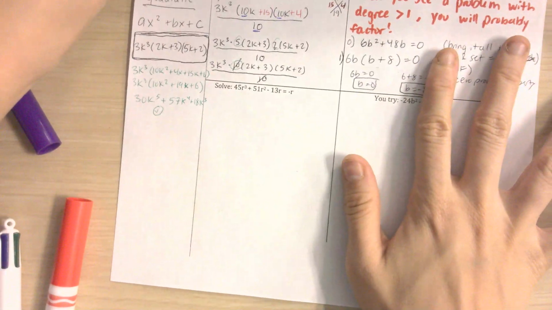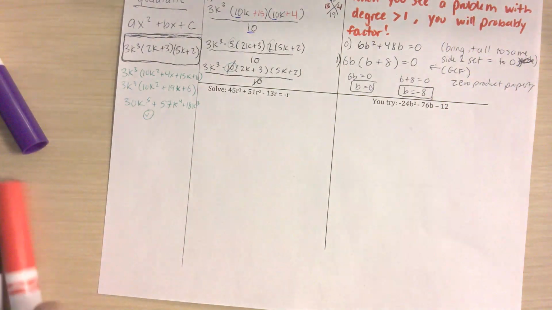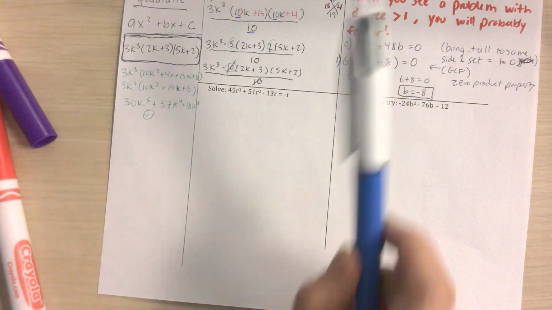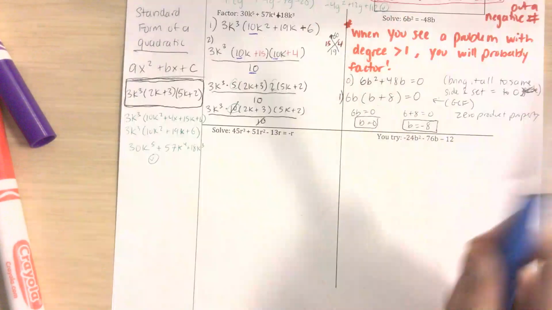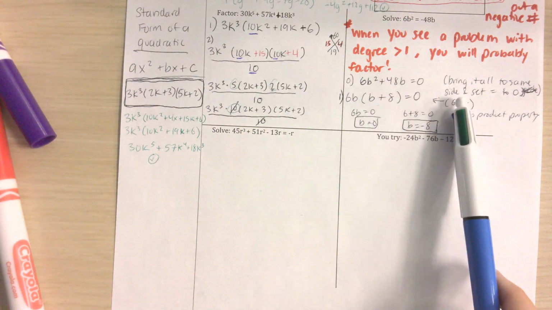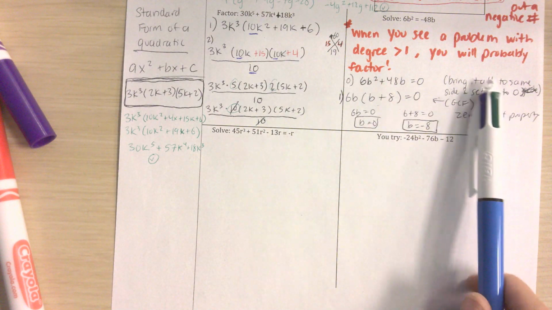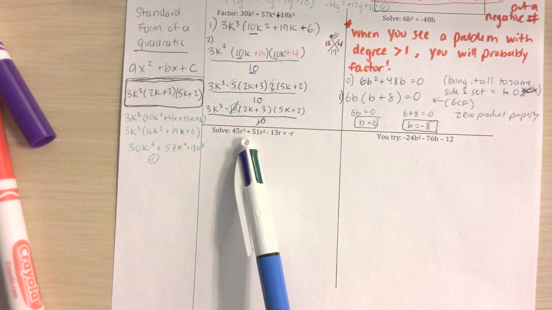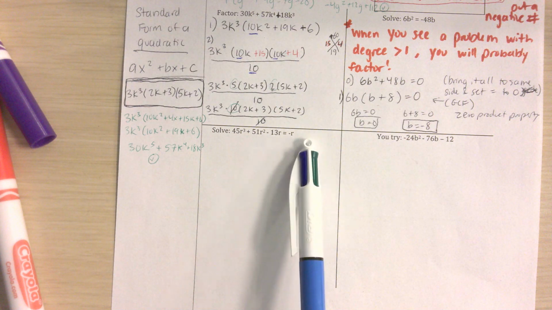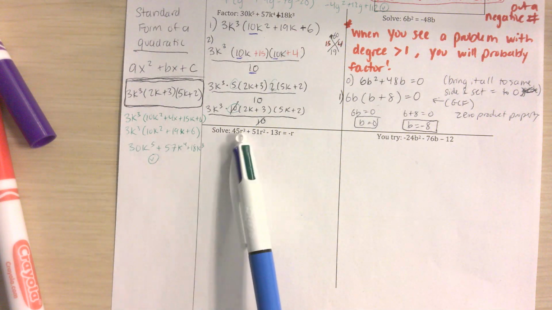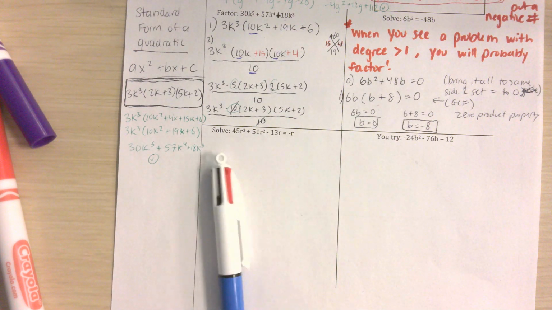All right. We're almost done. 2 more problems. Okay. Again, remember the tip I just told you. When you see a problem with degree greater than 1, you will probably factor. So here we have a degree 3, degree 2, degree 1, degree 1. We are probably going to factor, so let's get everything over to the same side.